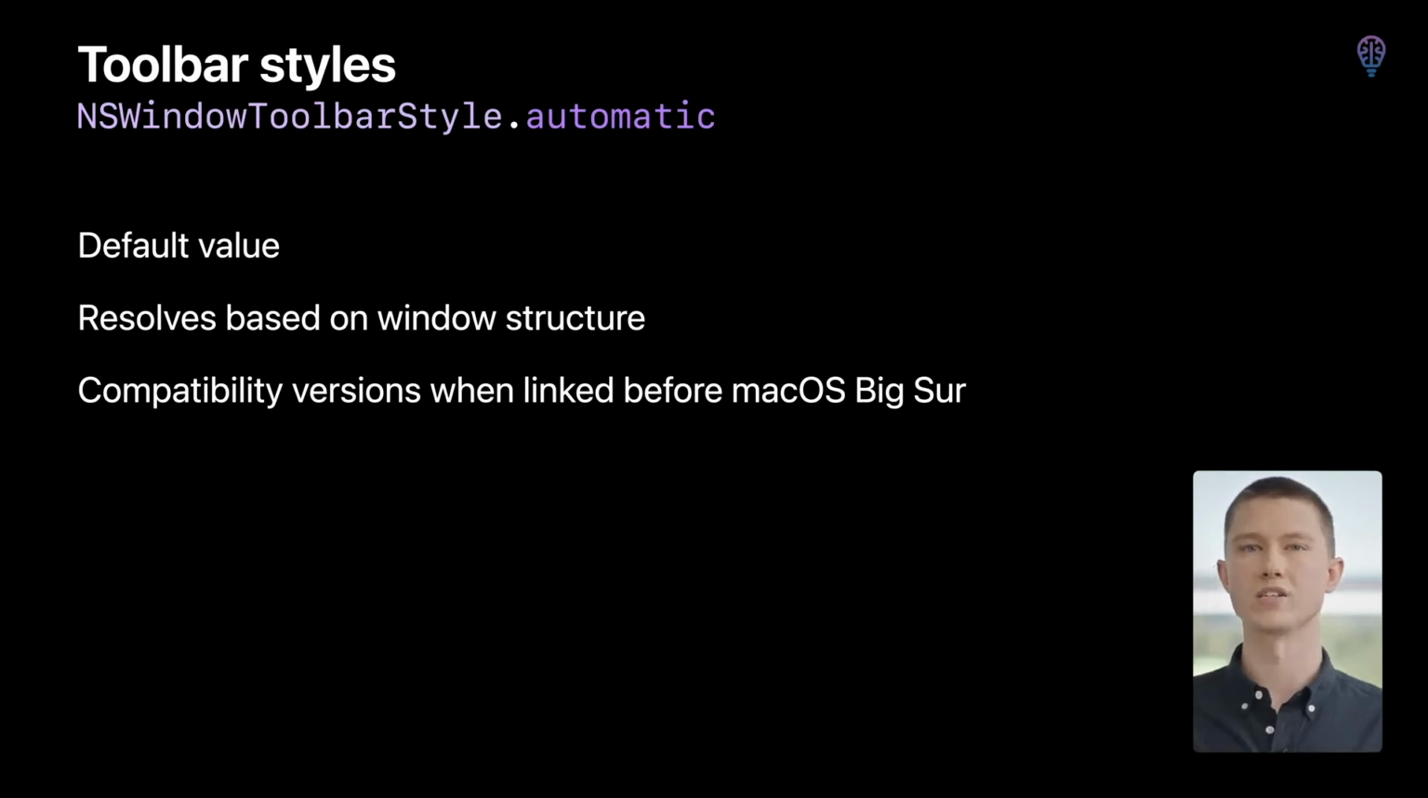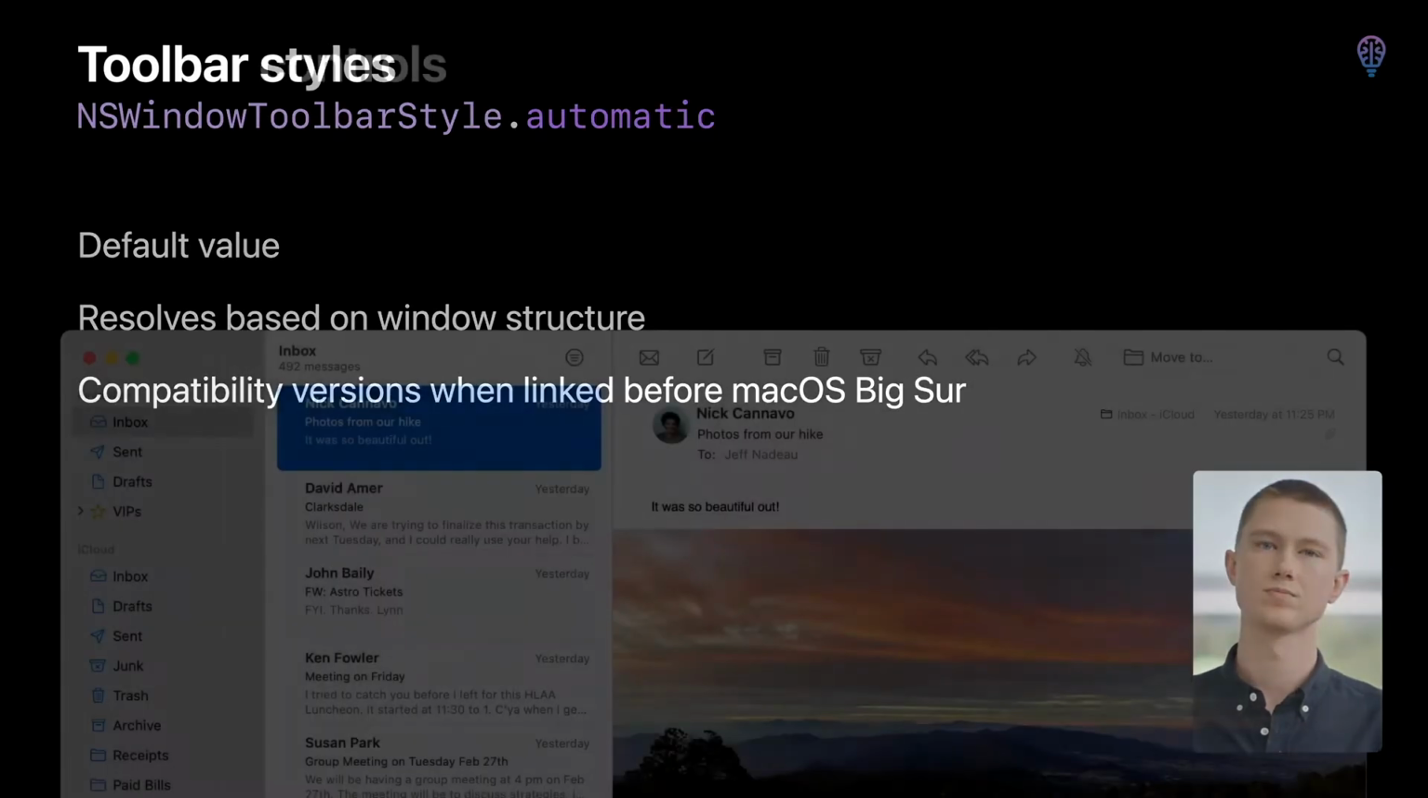Finally, we have the automatic style, which will use your window structure to determine which style to choose. This is the default value and will maintain existing layout for your pre-Big Sur linked apps.